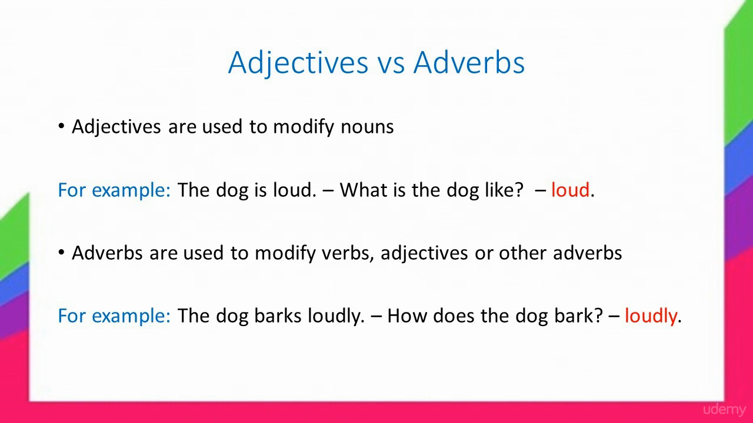Adjectives are used to modify nouns. For example, the dog is loud. What's the dog like? Loud. Adverbs are used to modify verbs, adjectives, or other adverbs. For example, the dog barks loudly. How does the dog bark? Loudly.